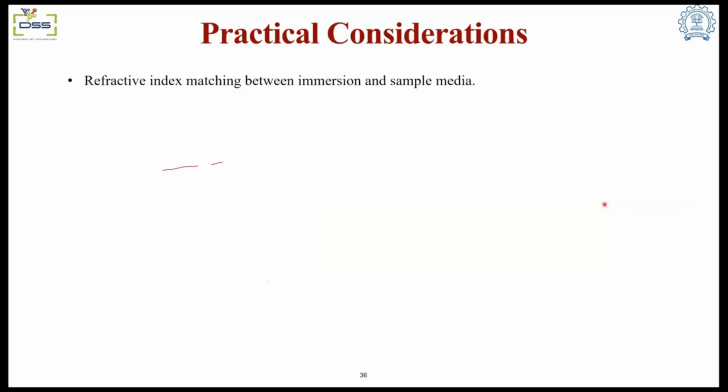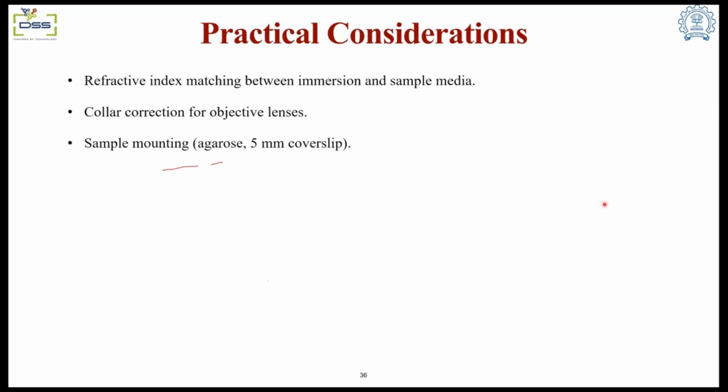What are the practical considerations? Of course, the first is the refractive index matching between the immersion and sample medium. Color correction: whichever kind of microscopy we are using, we are aware that color correction is a major thing for the objective, and also the sample mounting.